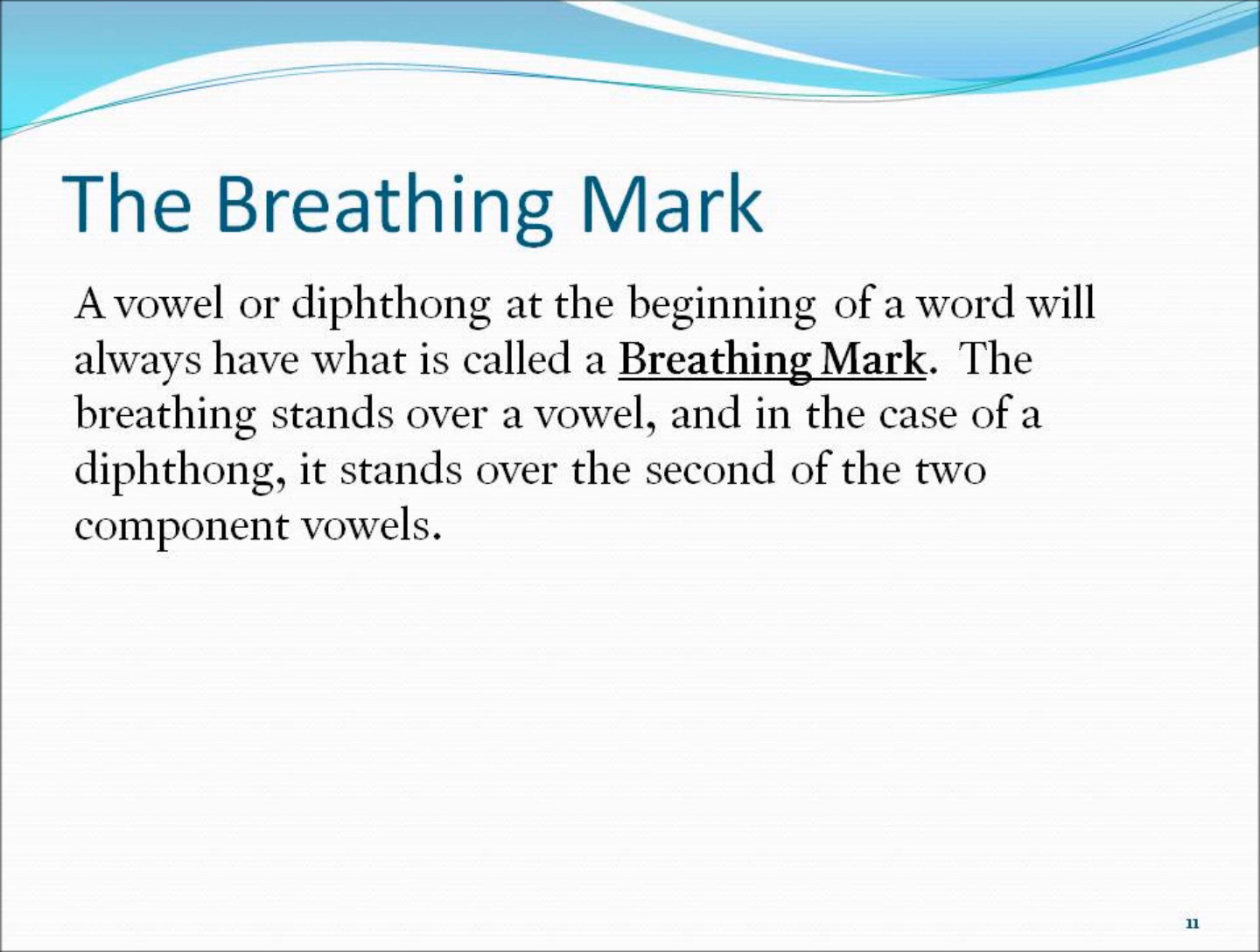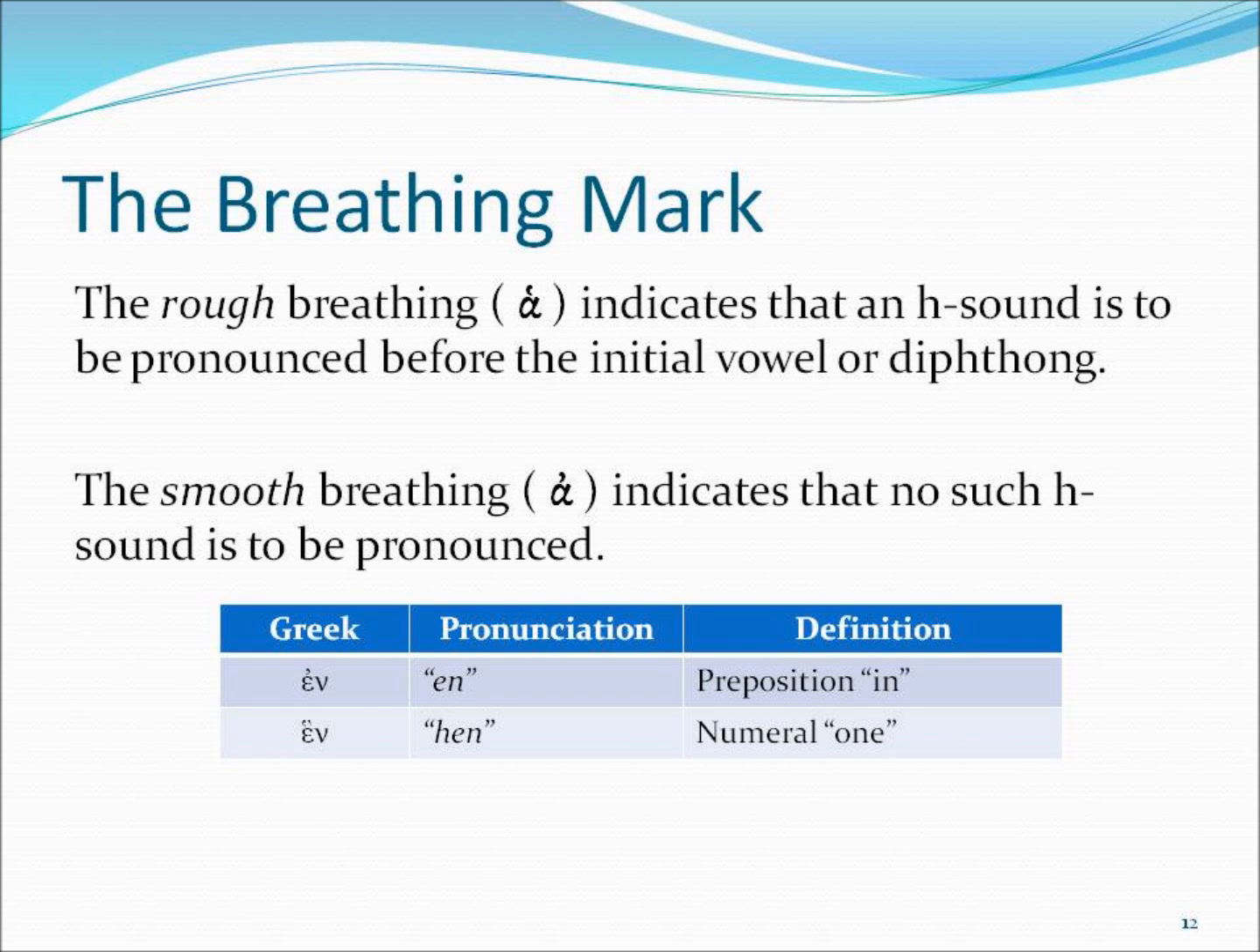Okay, so far we've covered the vowels and diphthongs. Next is the issue of breathing marks. A vowel or a diphthong at the beginning of a word will always have what is called a breathing mark. The breathing stands over a vowel, and in the case of a diphthong, it stands over the second of the two component vowels. In the Greek, there is no letter H for the h sound. Instead, that H appears with a vowel at the beginning of a word.